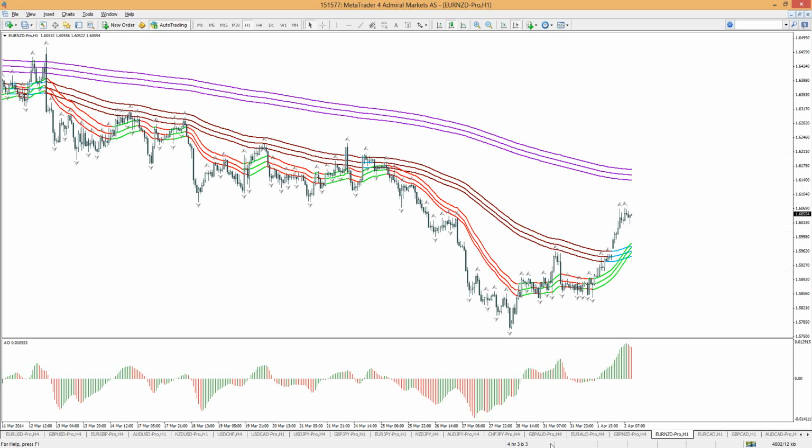For intraday trades, let's go back to our Camarilla. Intraday trades, AUD seems potentially interesting.